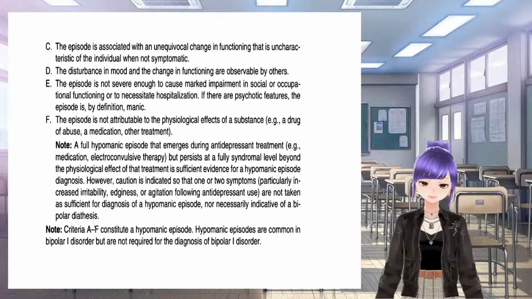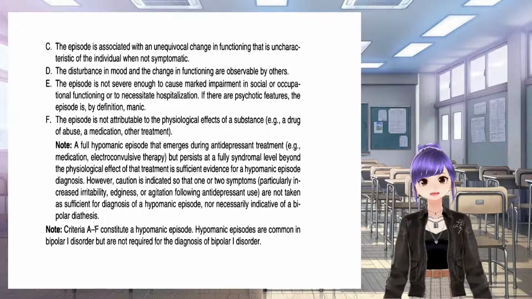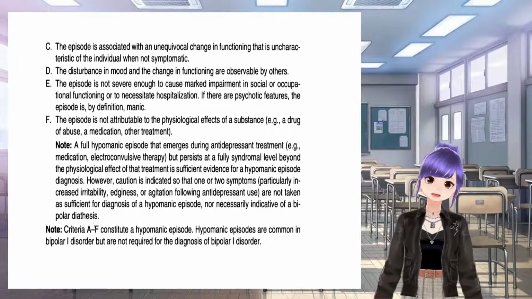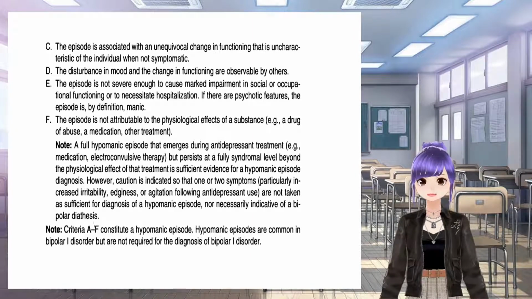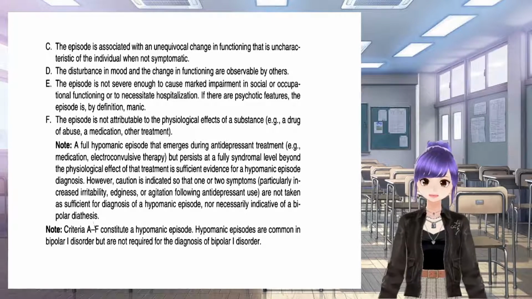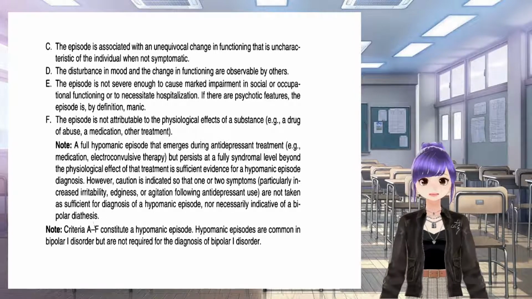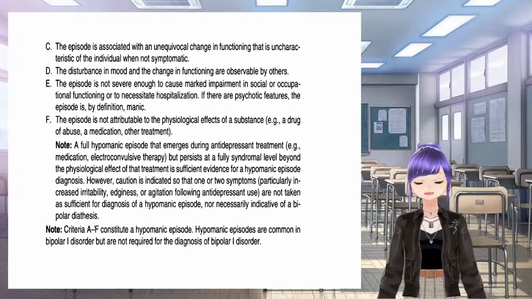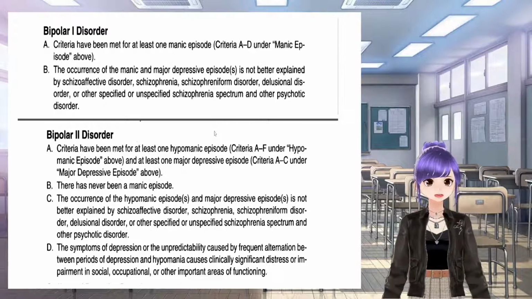So also, the difference between manic and hypomanic is that in manic, there is an unequivocal change in functioning that is uncharacteristic when the person is in normal mood. So there is also a change in mood and functioning that is observable by others. And also, one of the clear differences is that it's not enough to cause marked impairment. So it's not so severe that the person needed to be hospitalized. And of course, there is no psychotic features. What now are the differences between bipolar 1 and bipolar 2?